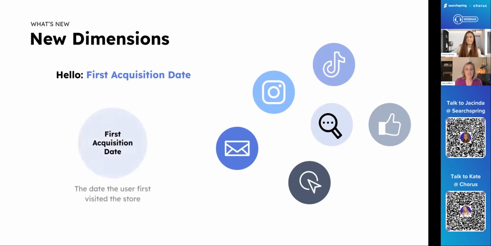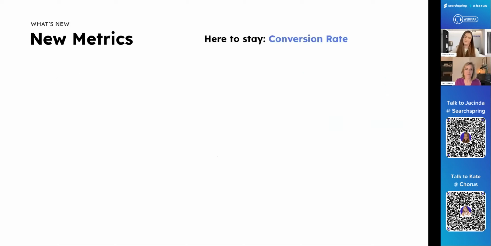The first acquisition date is the date the user first visited the store. So if a user were to complete a purchase about 90 days after their first acquisition date, we now have some really great insights into our timed purchase and the channels driving that new purchase, rather than simply relying on last click attribution. So you can already see how GA4 is just miles ahead of Universal Analytics in terms of helping us better interpret that channel mix.